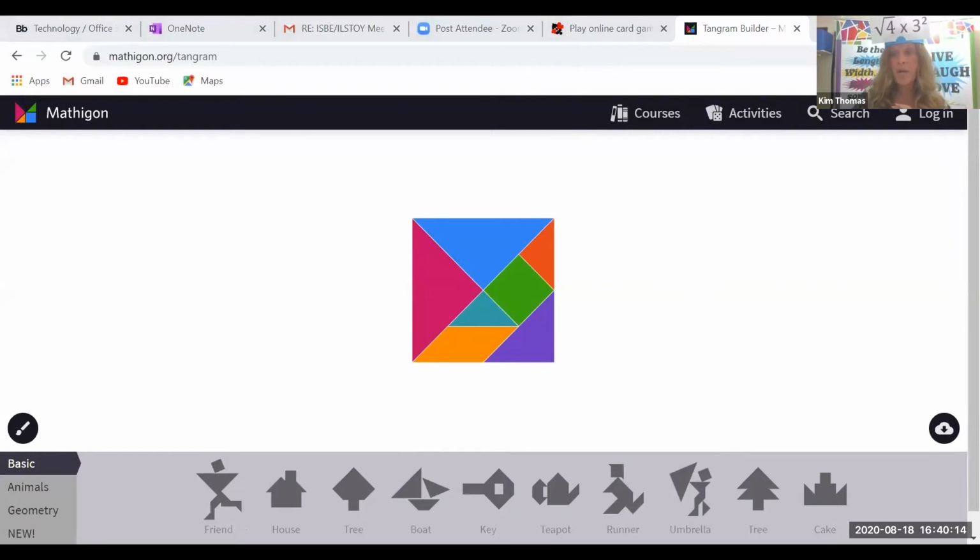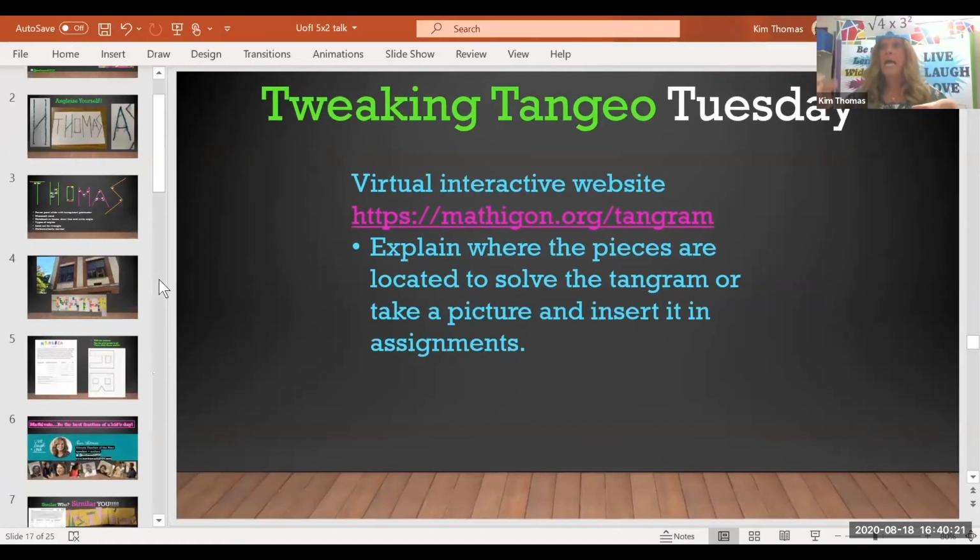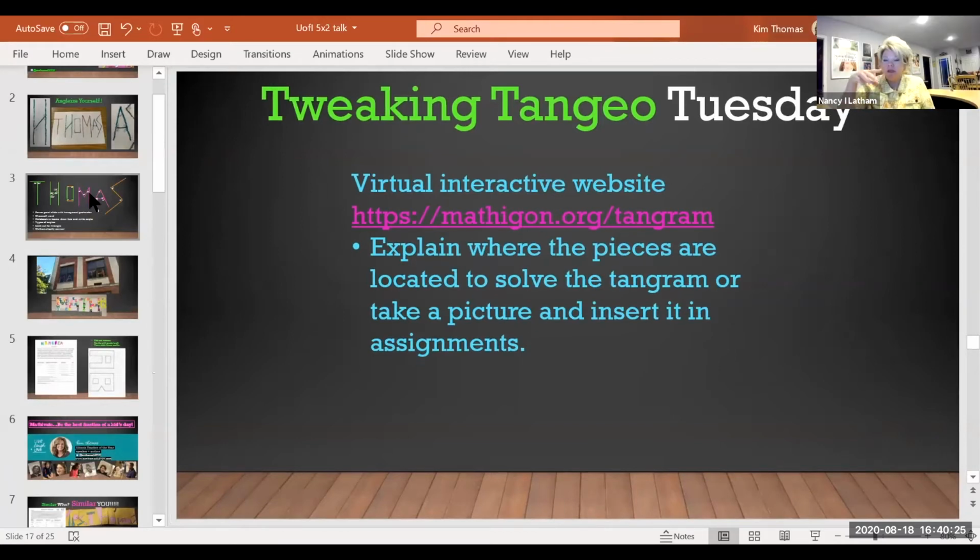The next one is— So you basically had them in your classroom. They were actually using like attribute blocks. Oh, yes. Yeah, the tangram pieces. Okay. Yes. Oh, yeah. We love Tweaking Tuesday.